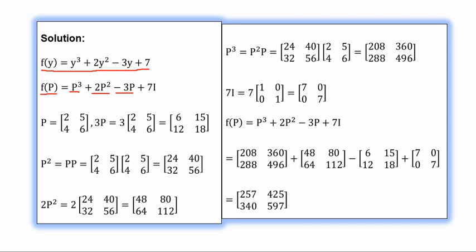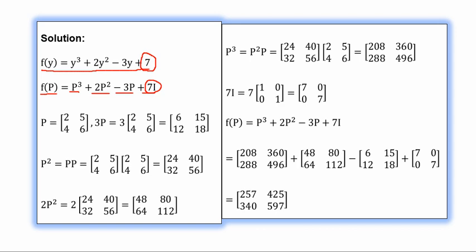Now this term here is 7I. What happened is that as you are replacing y with P, 7 is a constant without y, so it attracts the identity matrix. So this is 7I, not 71. So 7 times the identity matrix. Since P is a 2 by 2 matrix, you are going to write the 2 by 2 identity matrix.